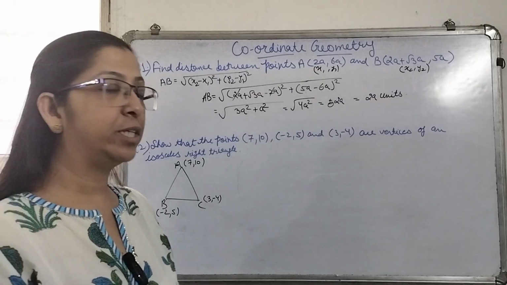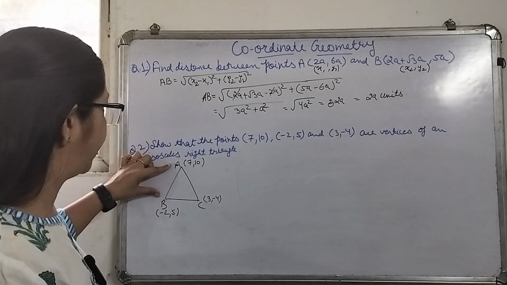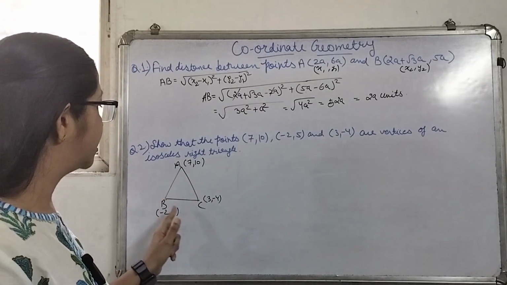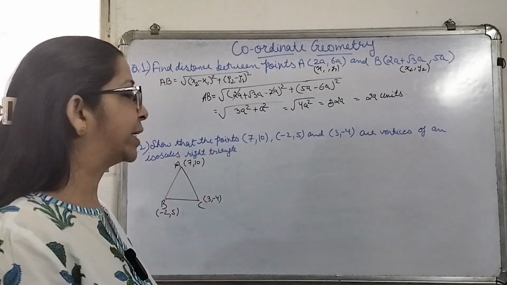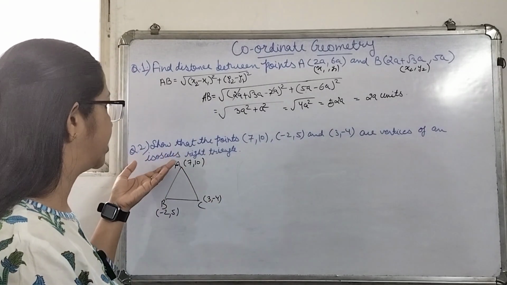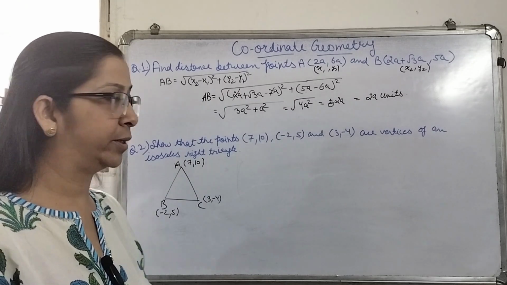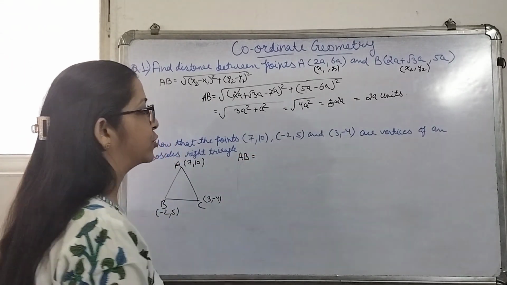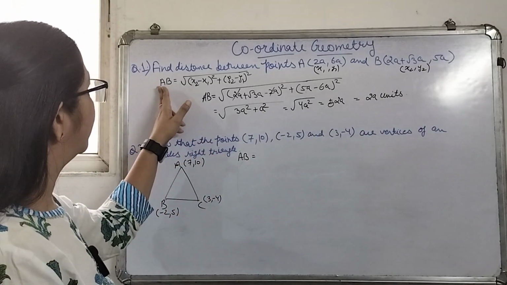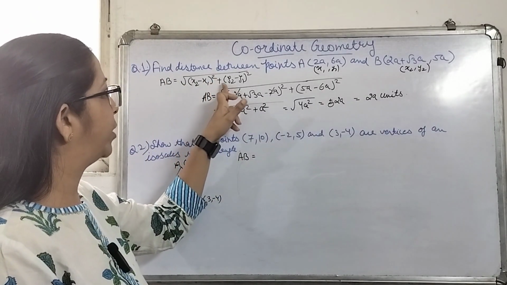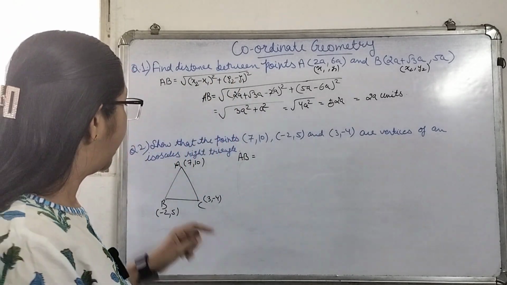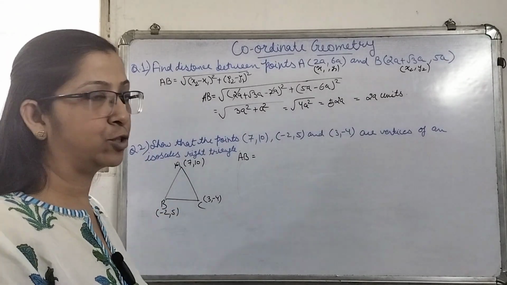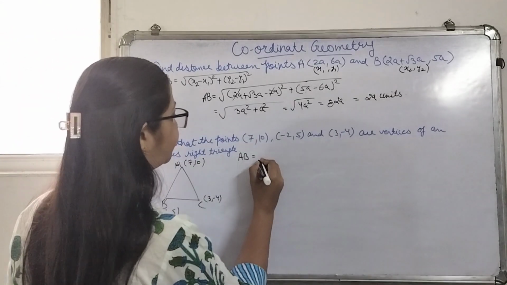Now what we need to do is find the distance AB, distance BC, and distance AC. We need to find these three distances, and only then can we conclude whether the triangle is an isosceles right angle triangle or not. First of all, we find the distance between A and B. The formula is root of (x2 minus x1) square plus (y2 minus y1) square. Any of these we can take as x1, any as x2. It depends upon us only.